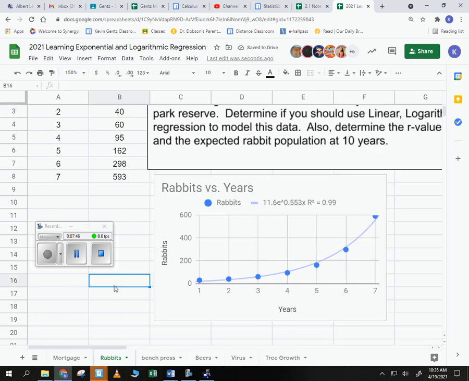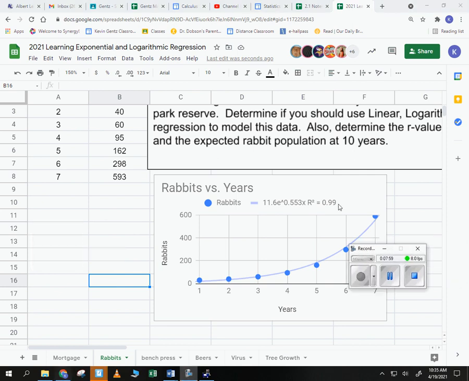Now you can see how that curve fits it compared to the line. It fits it extraordinarily well. That means it's going to be a better prediction model. So let's answer the questions then. The questions are as follows. I'm going to back out here so I can see better.